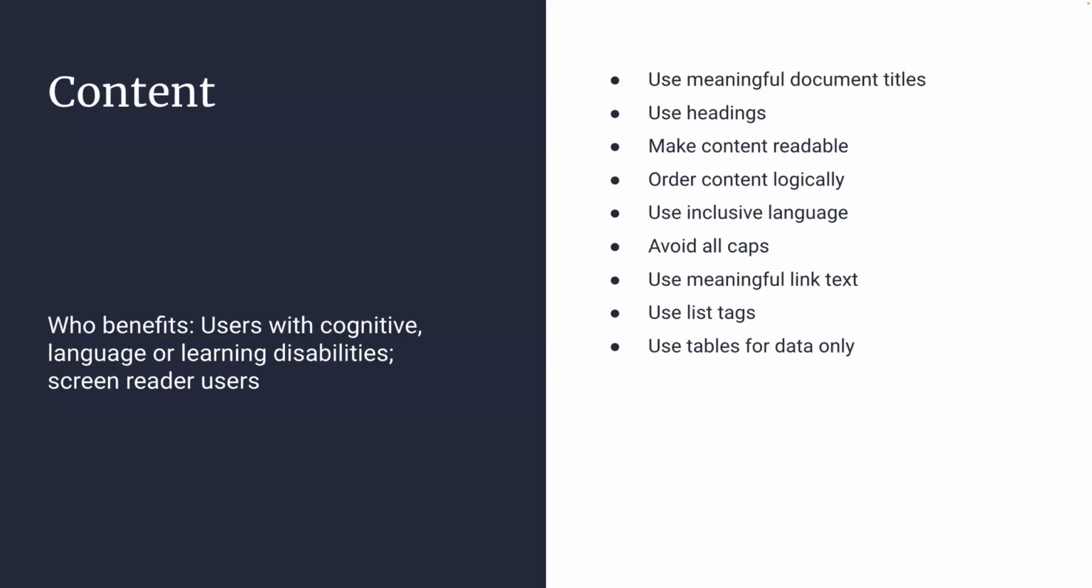Use meaningful link text. Avoid repetitive phrases like click here or read more. Screen reader users can jump between links on a page. Link text should be specific, clear, and ideally should match the title of the page to which you're linking so that a user can understand the destination out of context.